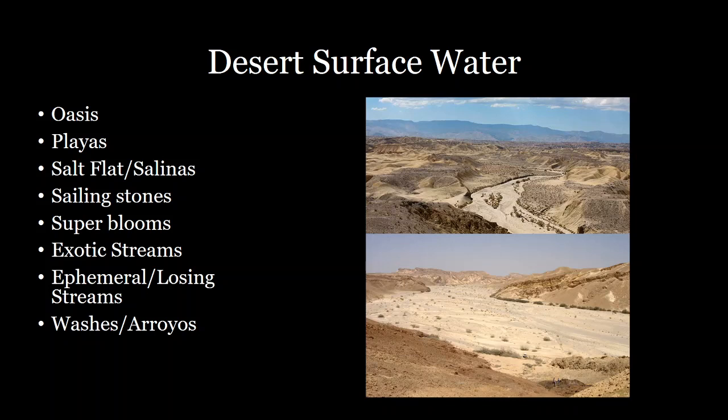Whenever that stream then completely dries out, what's left behind is a wash, also known as an arroyo. A wash is just a dry riverbed in the desert, and you can see examples of some of them here. These tend to be sources of sediment and will occasionally flood as you have water flowing in them.